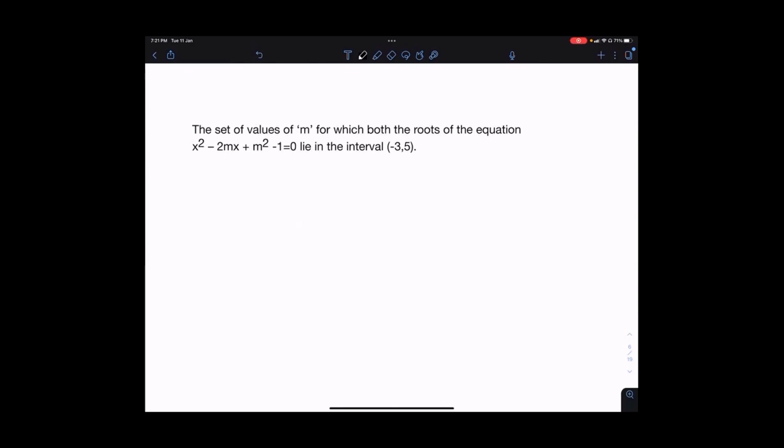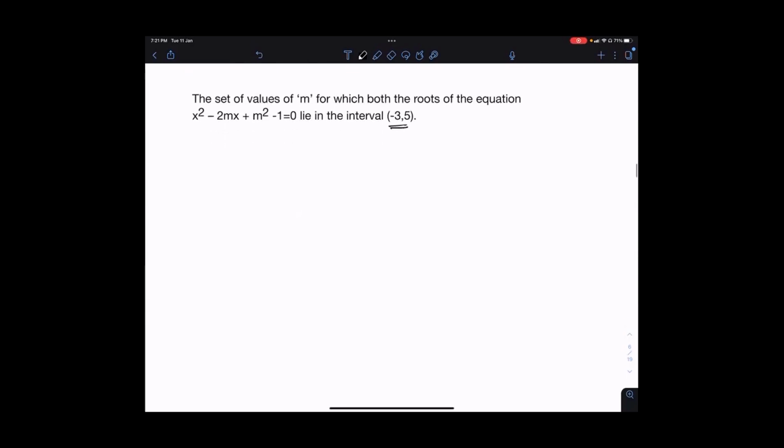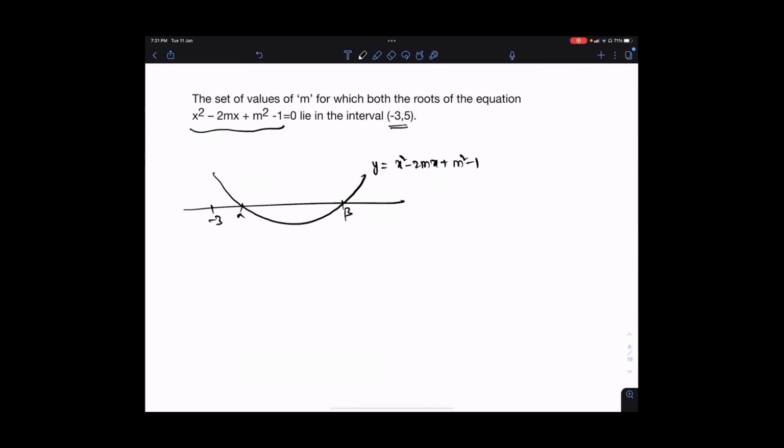The set of values of m for which both roots of the equation lie in the interval -3 to 5. So this equation has some two roots, alpha and beta. And this is y equals x square minus 2mx plus m square minus 1. And both roots should be between -3 and 5.